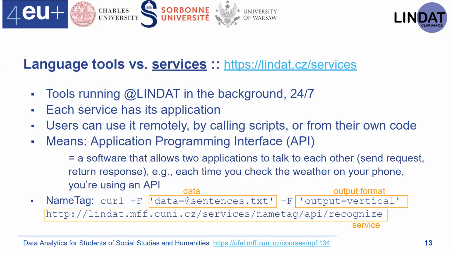Definitely there is no space and no motivation to dive into the technical details of how it works, but you should at least have a rough idea that application programming interface, the so-called API, is a technique how to call a given service, right? So it is software that allows applications to talk to each other. In other words, it is a client-server communication: the client sends a request, and the server returns a response. So, for example, every time you are checking the weather on your phone, you are using an API. In other words, you are downloading data from some service running somewhere.